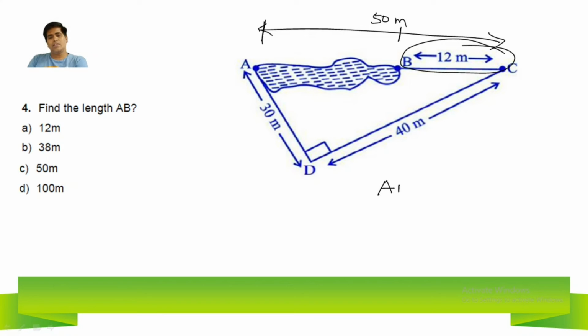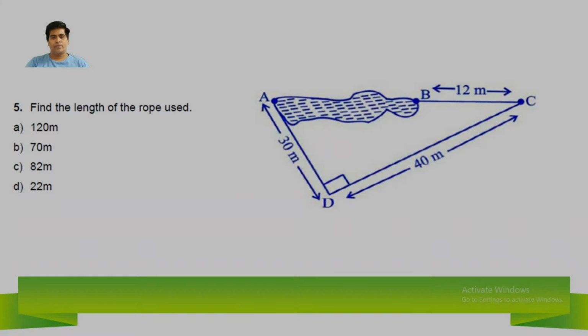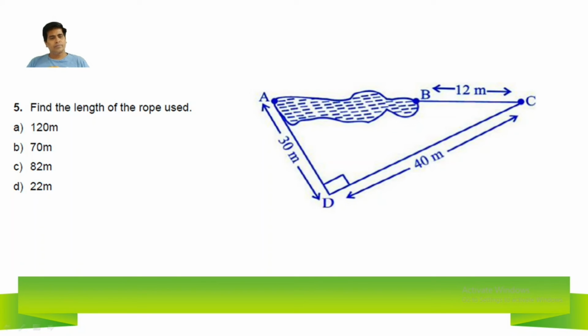So the length of AB is equal to AC minus BC. So AC is 50 minus BC is 12. So clearly that is 38 meters. So the distance of the pond is 38 meters. So Rohan has succeeded. He has measured the distance of the pond as 38 meters. Come to the last question.